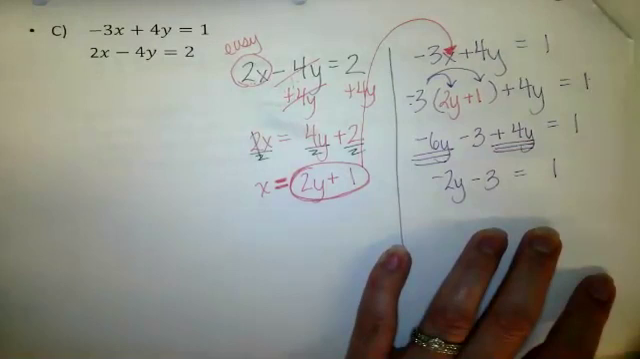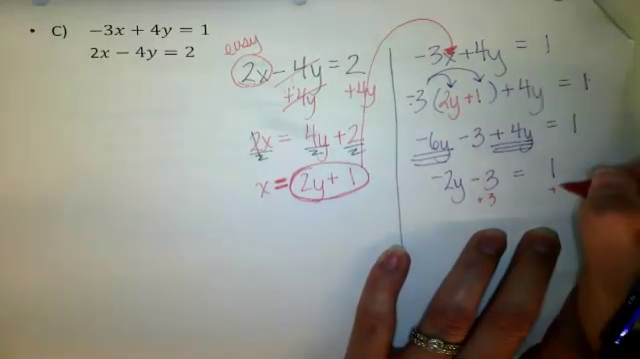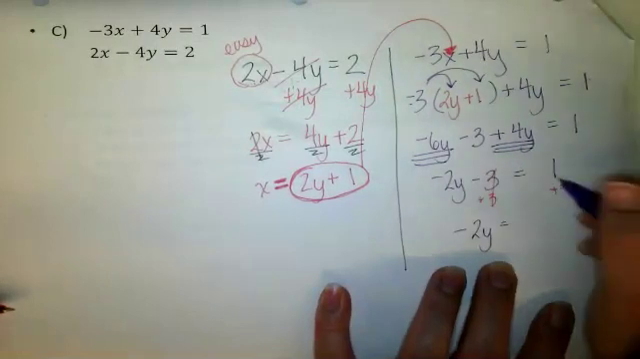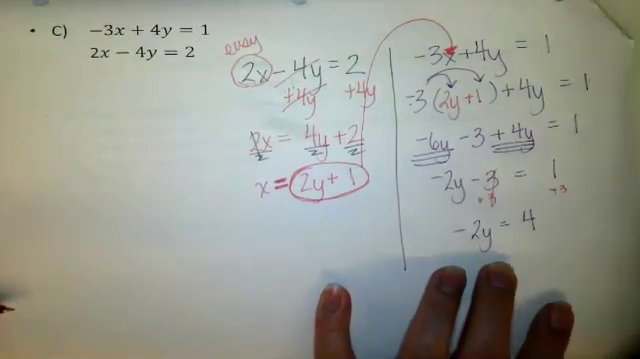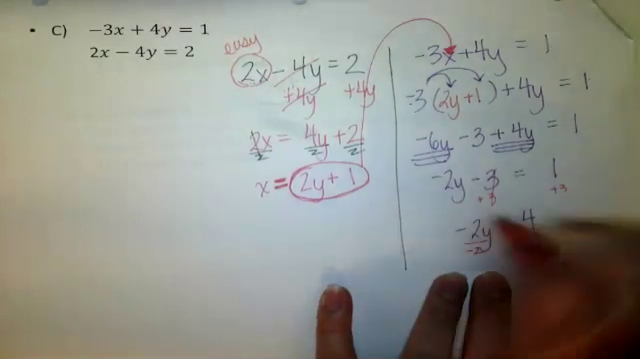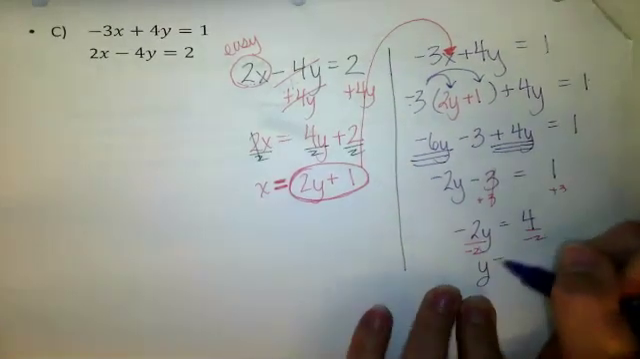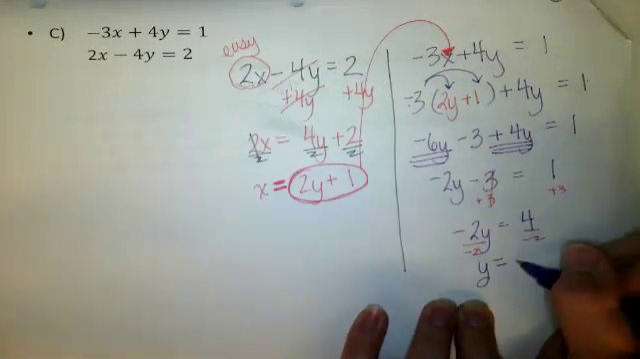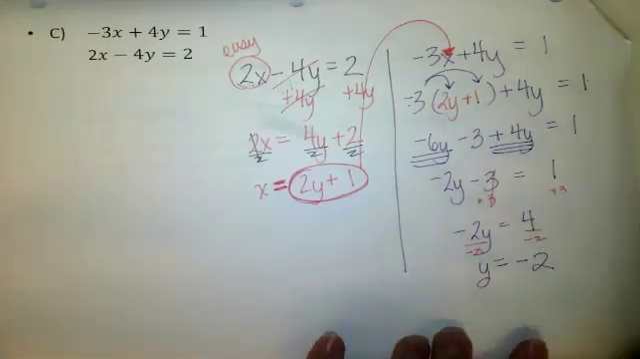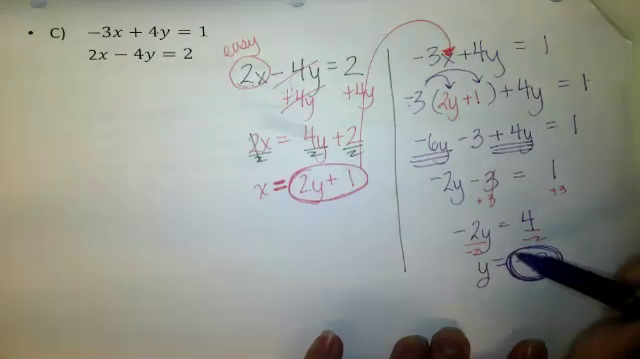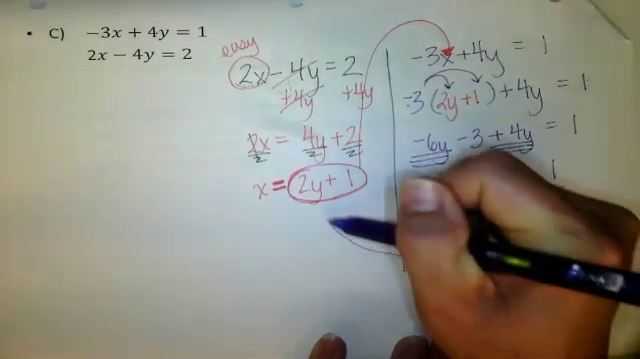Now what? Add the 3. Add the 3. Negative 2y equals 1 plus 3 is 4. And then divide by negative 2. So y equals 4 divided by negative 2 is negative 2. All right, what am I doing with this negative 2 now? Plugging it back in, going back to the other side and completing my circle.